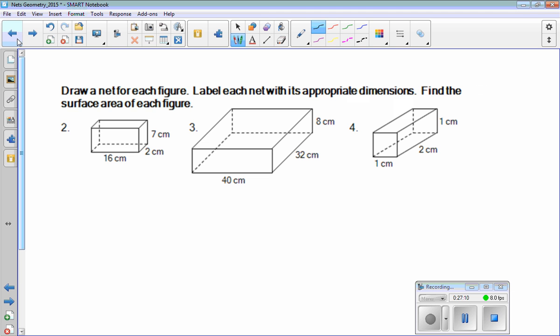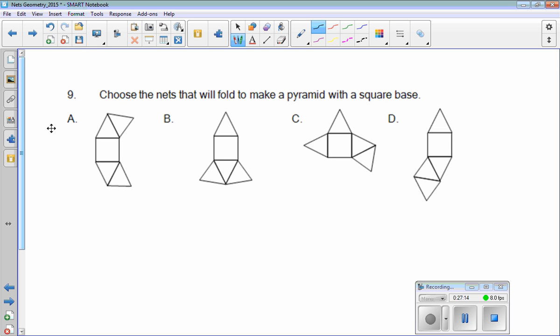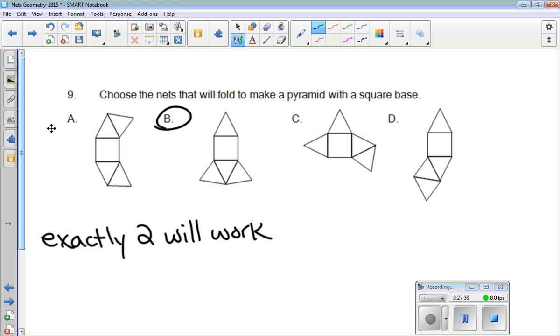Let's jump to number 9. Oops, hang on. Number 9, there we go. Which ones will make a pyramid? I'll give you a hint. Exactly 2 will work. Any ideas which ones will work? B and C. B and C, good. B and C are the only ones that will work.